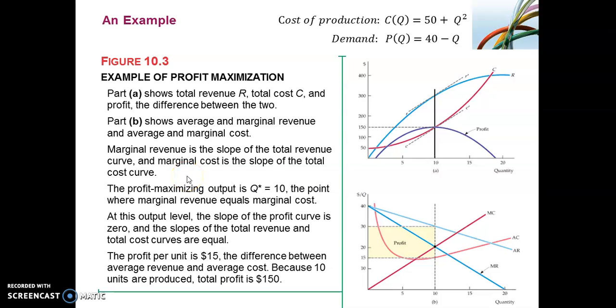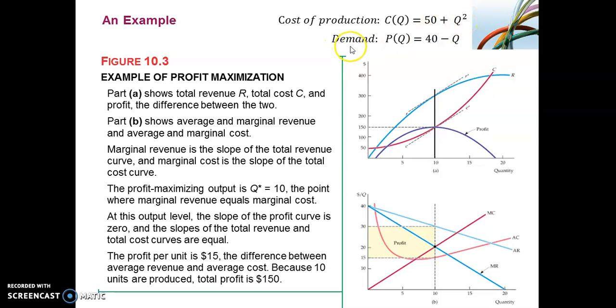We are continuing part 2 on slide 7. Figure 10.3 demonstrates an example of profit maximization. In the top right corner, you have a cost function. Your cost of production is given by C is equal to 50 plus Q squared. That represents a fixed cost, and this represents your variable cost.